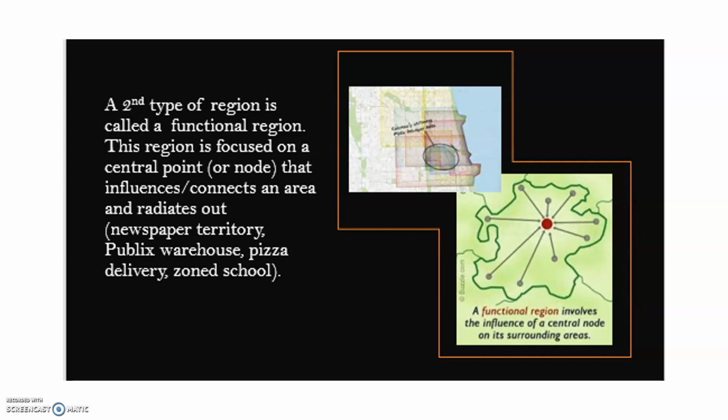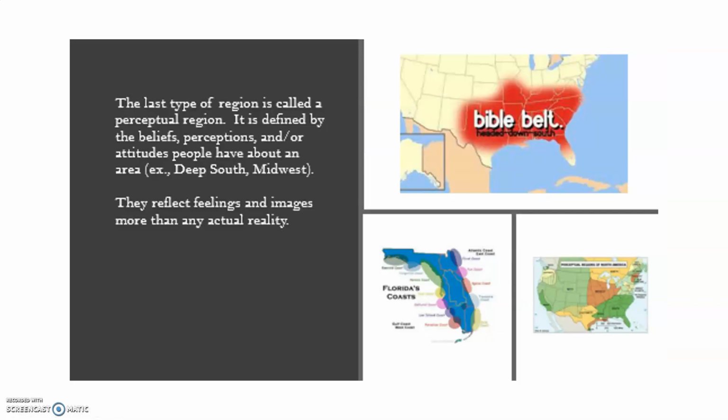Or a pizza delivery region. If you were to order Pizza Hut, let's say, you would not call Sarasota to ask them to deliver your pizza. They are not in your region. Or your zone school. If you were to go to your neighborhood school, your zone school, that is a nodal region. You can see in the image, you have this central location, and then everything radiates from that central location or that node. That would be the region.